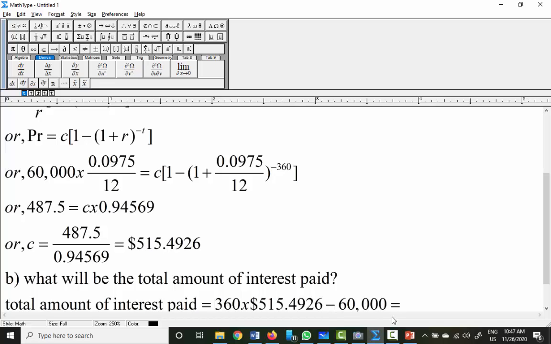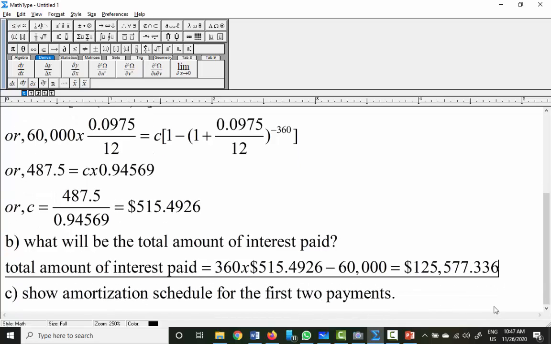So that means the answer will be 577.336. So this is the total amount of interest you will need to pay for the 30 years loan. So $125,577.336. That's the total amount of interest you need to pay. Right. Now the third question.